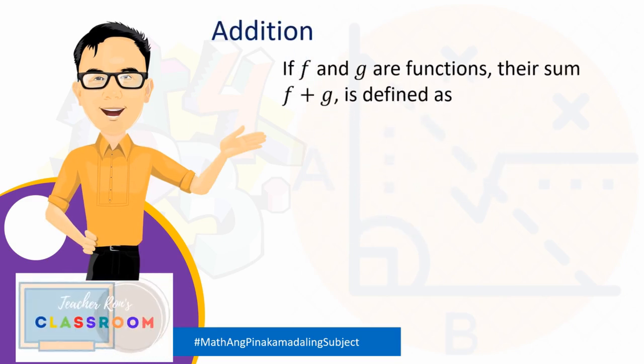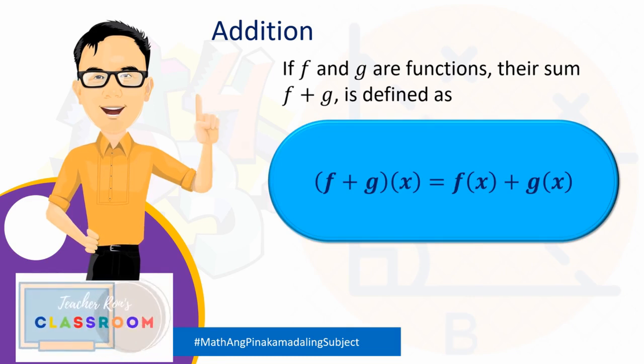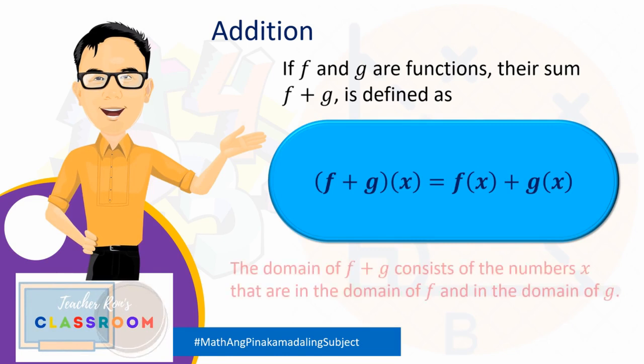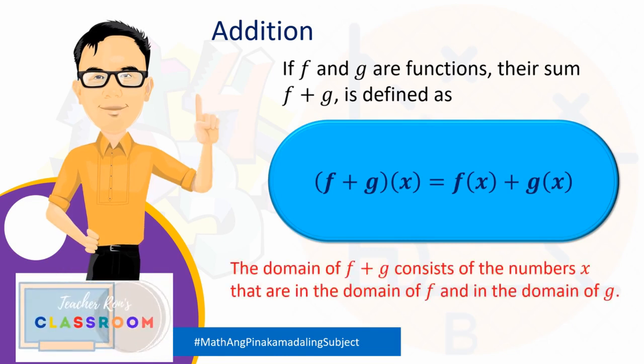Addition. If f and g are functions, their sum f plus g is defined as f plus g of x equals f of x plus g of x. The domain of f plus g consists of the numbers x that are in the domain of f and in the domain of g.